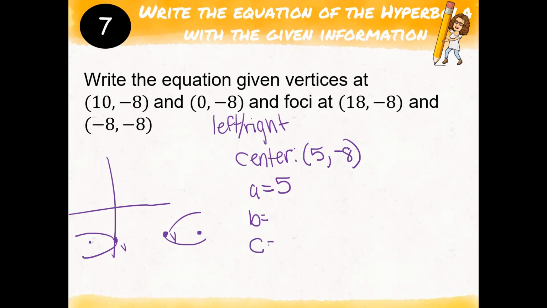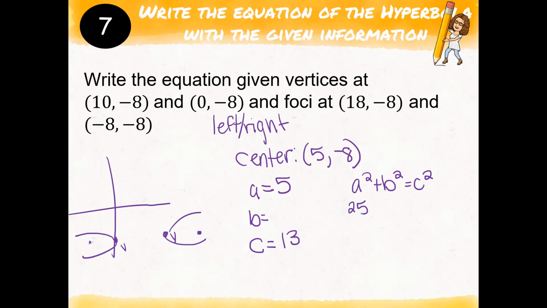Well, they did give me my C value though, right? Because my C value is the center to the focus. So (5, -8) to (18, -8) is a distance of 13. And I know there's a formula that relates A, B, and C. So that's A squared plus B squared equals C squared. I can find B that way, right?